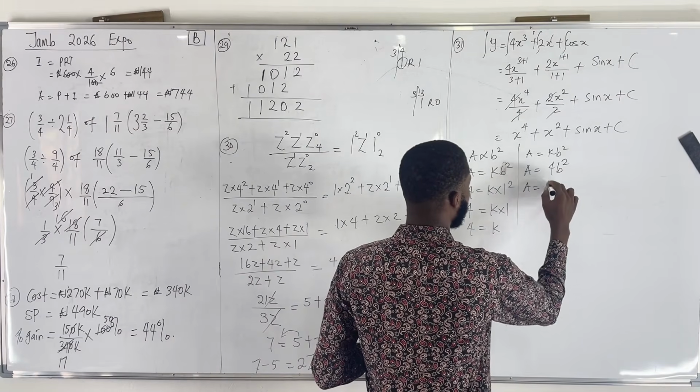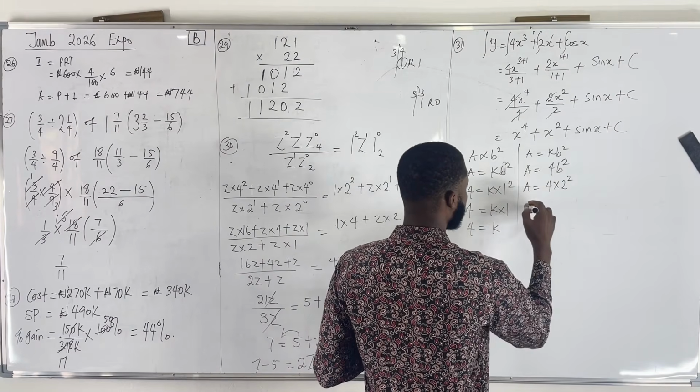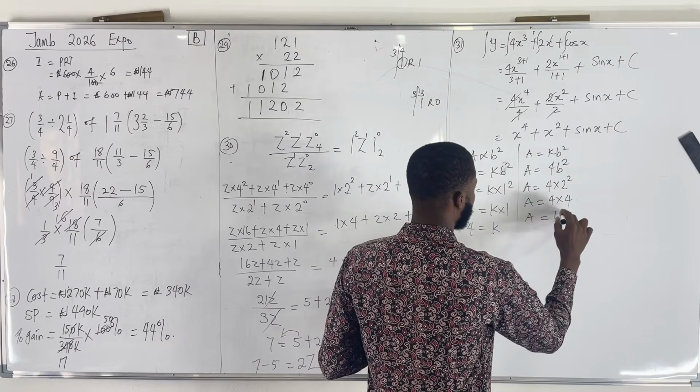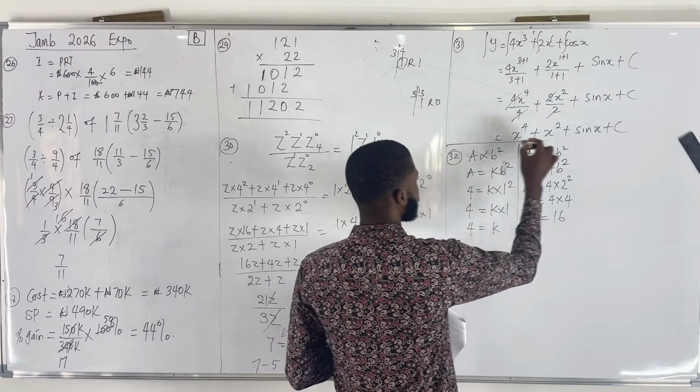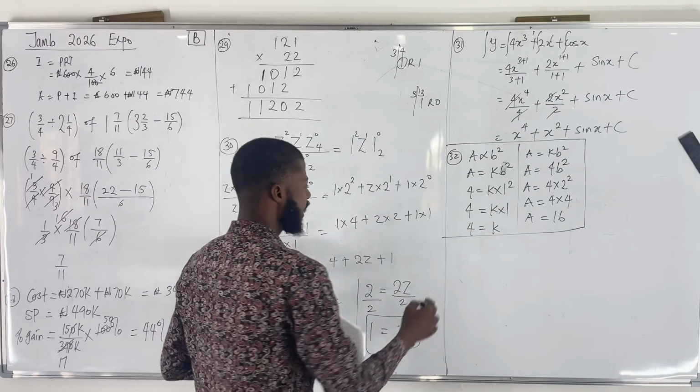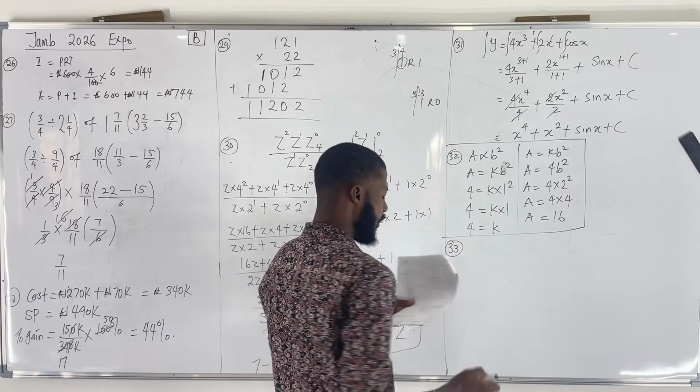It says find the value of a when b is 2. So this is a equals 4 times 2 squared. So that's a equals 4 times 4. So a is equal to what? 16. So that's the answer for question 32. Let's take a look at question 33. It's a very interesting one.